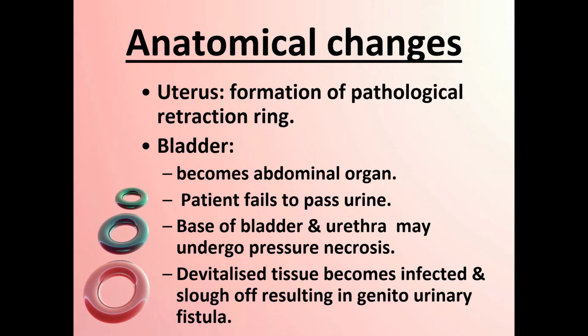Now, how about the bladder? Since the bladder is immediately in front of the uterus and the fetal head, because of the obstruction, can't come down, the fetal head presses against the symphysis pubis, and the base of the bladder and the urethra are caught between the two. So the patient can't pass urine, and later it can even cause devitalized tissue, which can then form a vesicovaginal fistula later.